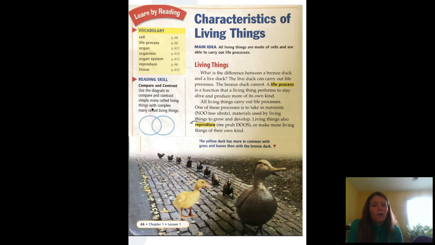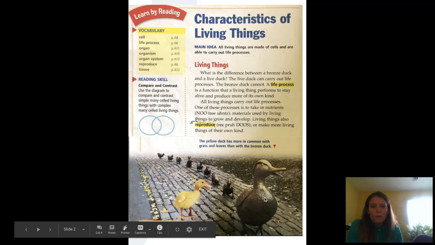Today we're going to be working on a familiar reading strategy that we've used in the past, which is comparing and contrasting information from the text. So let's take a look at our main idea. All living things are made of cells and are able to carry out life processes. What is the difference between a bronze duck, which is here in the photo, and a live duck? The live duck can carry out life processes. The bronze duck cannot. A life process is a function that a living thing performs to stay alive and to produce more of its own kind. All living things carry out life processes.